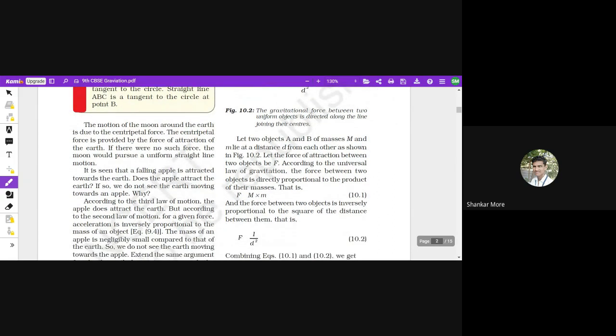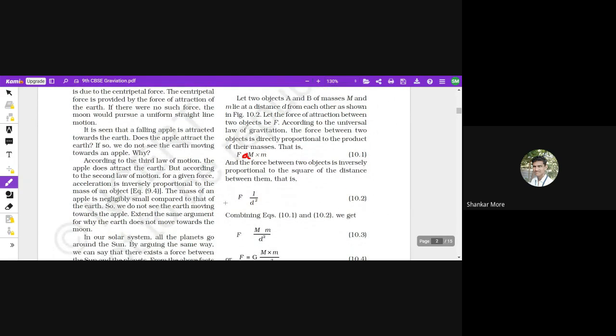Let the force of attraction between the two objects be F. According to universal law of gravitation, the force between two objects is directly proportional to the product of their masses. That is, F is directly proportional to product of M into m. यहाँ पे ये जो symbol है directly proportional का, I think they have missed, right? So why the students are dropping off, I don't know.